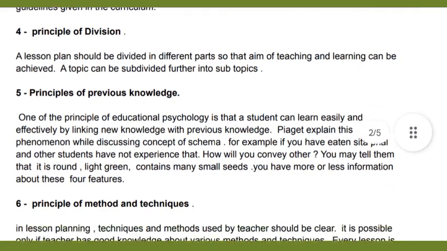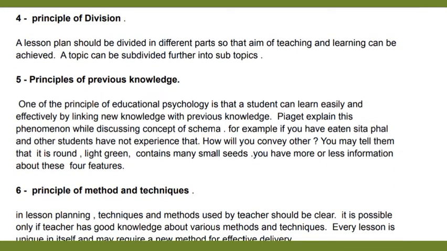Principle of division. A lesson plan should be divided into different parts so that the aim of teaching and learning can be achieved. A topic can be subdivided further into subtopics. Okay, whenever we make any lesson plan, we try to divide it into many parts. For example, we make a lesson plan where first we explain the topic, that is presentation 1, and after that presentation 2. That way we are dividing our content into two different parts.